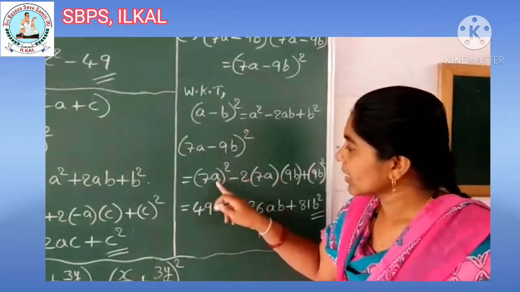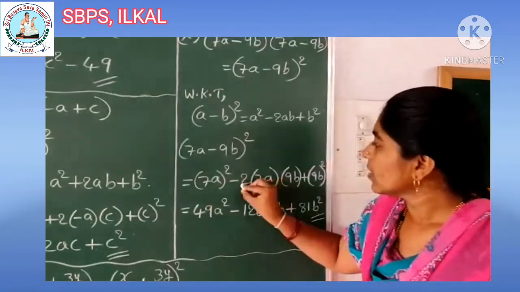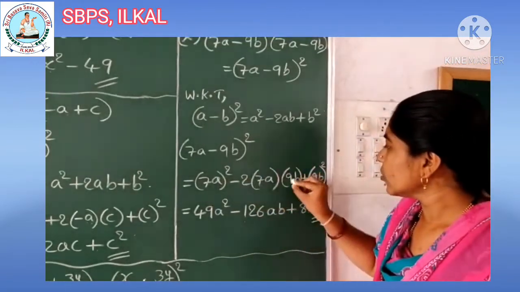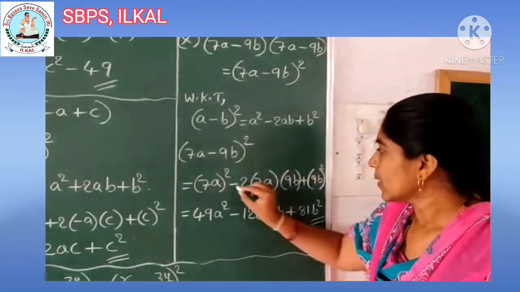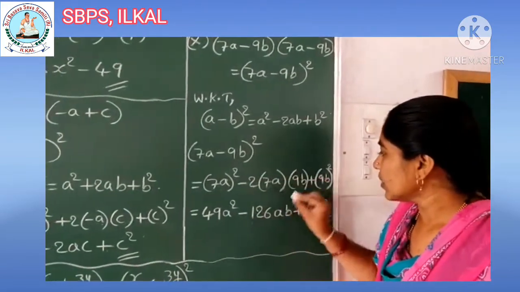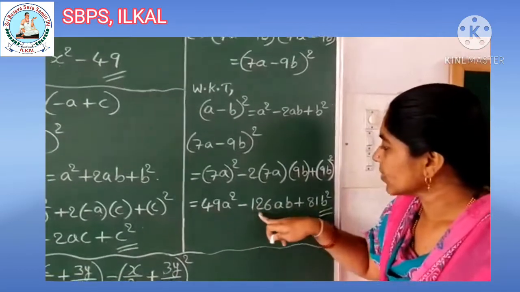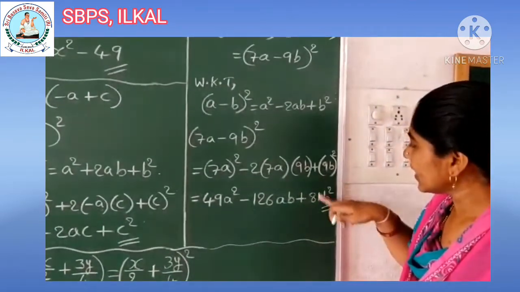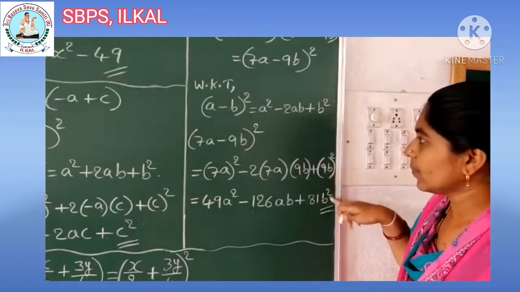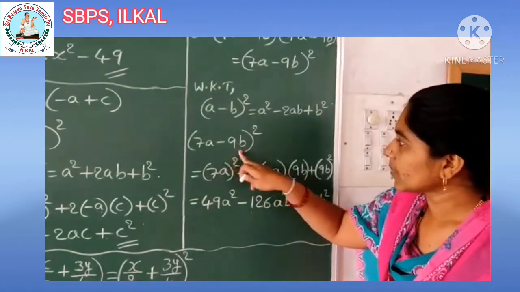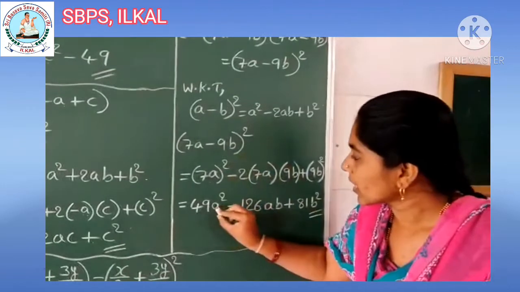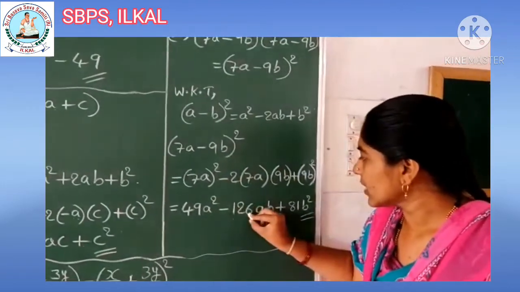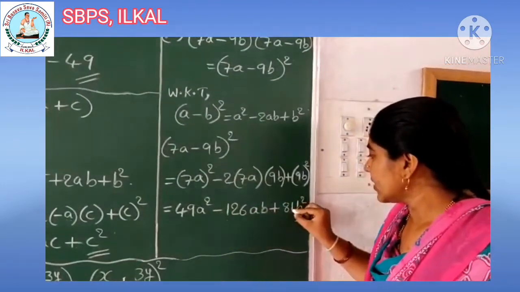7 7s are 49, a into a is a square. 2 7s are 14, 14 into 9, 126. Minus into plus is minus, a into b is ab. Means minus 126ab we got. Plus 9 9s are 81 children, b into b square. Therefore 7a minus 9b whole square is equal to 49a square minus 126ab plus 81b square.